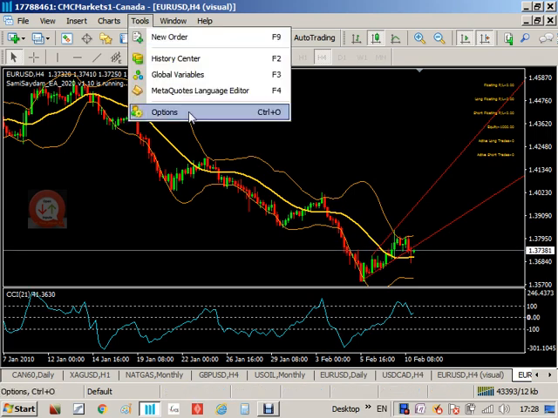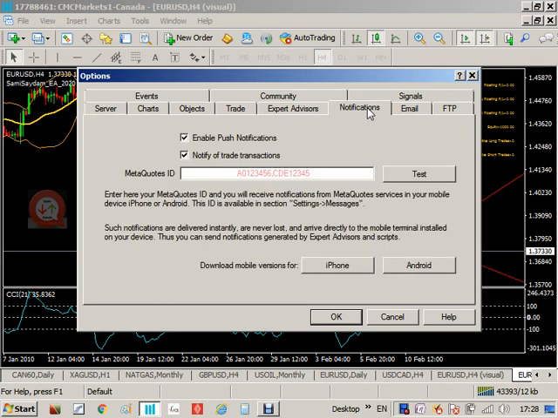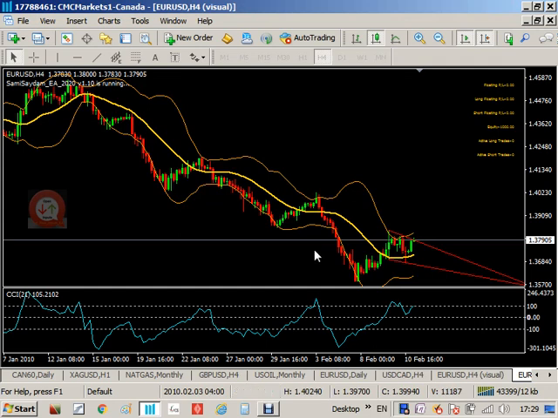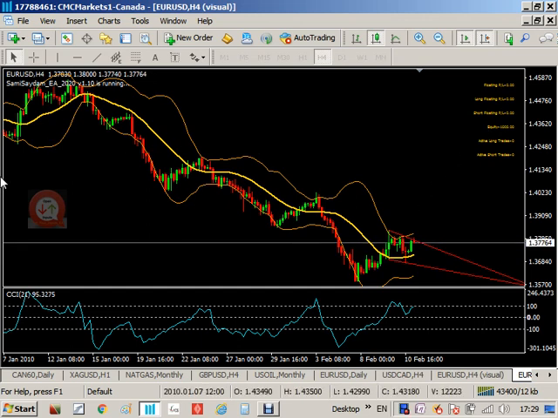You can just go to options and go to notification, and you enable push notification, notify of trade transactions. Then you put your MT4 mobile code here, and you can test it, and you press OK, and it will come to you each time my system gives a signal. It will come to your mobile.